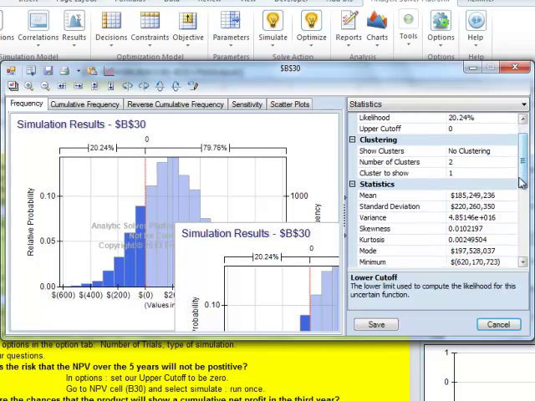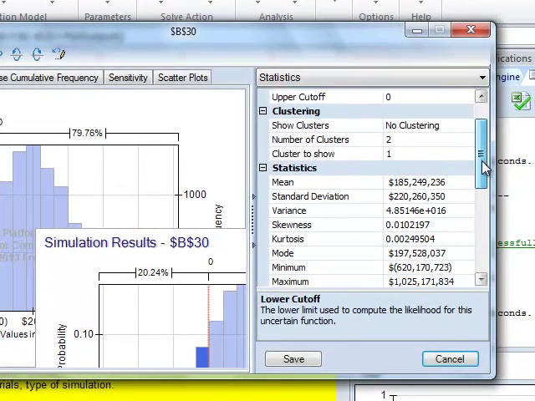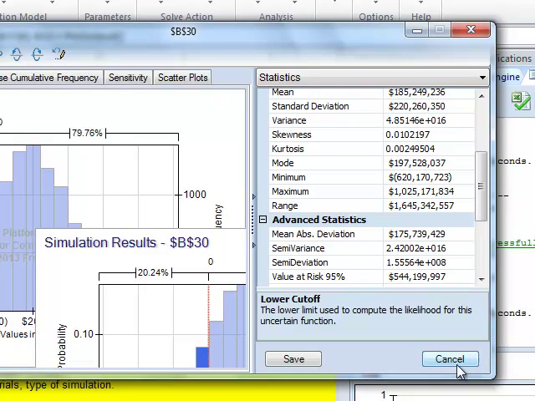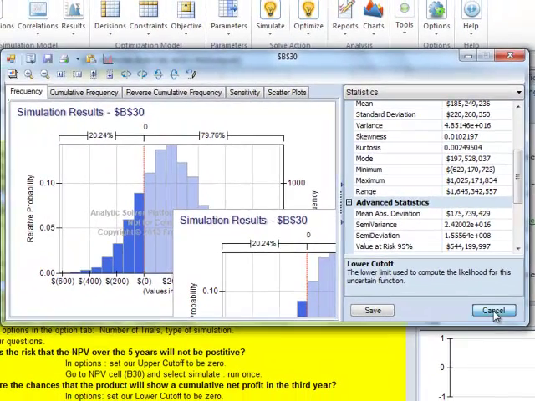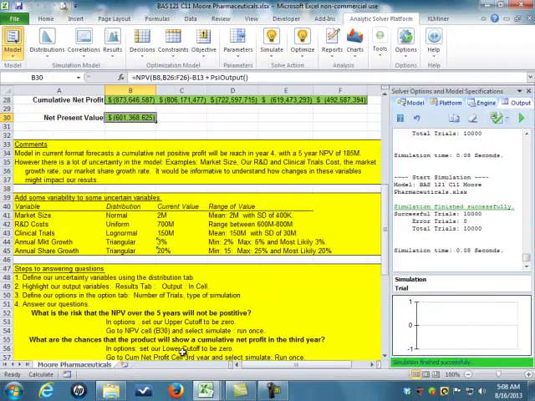This gives us a lot of information. It gives you the mean, the standard deviation, which we're going to use in a few minutes to calculate a confidence interval. Right? How confident are we around that 185 number for a net present value? So that answered the first question. There's about an 80% chance that we're going to have a net present value that's positive, about a 20% chance that we'll have a net present value that's not positive. Let's minimize that.